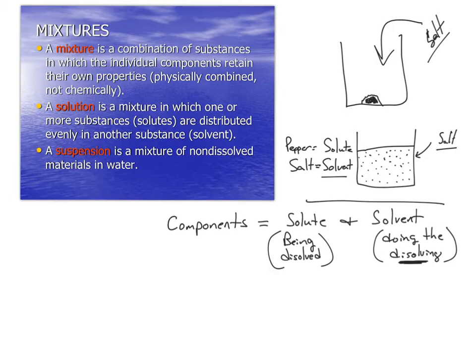And a suspension is a mixture of non-dissolved materials in water. So that means they're not dissolved. You can see them. You can see the different components clearly. So what do I mean by things seem to go away? That something is dissolved, right? And why do I say it's not a chemical reaction? Why do I say it's not actually gone away?